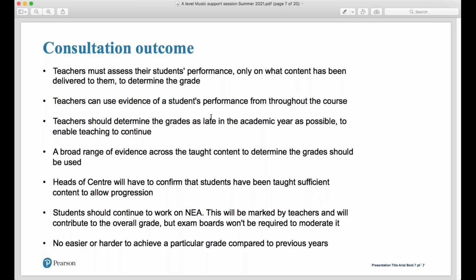The consultation also stated that a broad range of evidence across the taught content should be used to determine the grades. It also said that heads of centre will have to confirm that students have been taught sufficient content to allow progression. So overall, there will be a head of centre declaration when grades are submitted, and the heads of centre will have to confirm that students have been taught sufficient content.